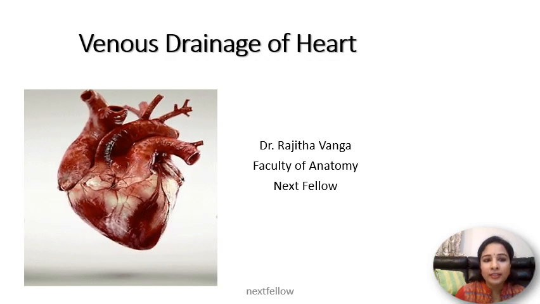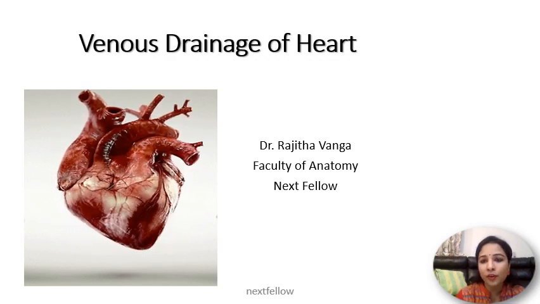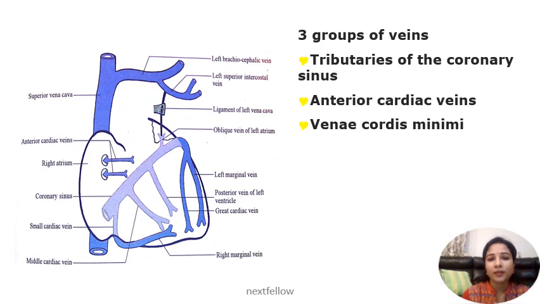Today we are going to discuss the venous drainage of the heart. So, venous drainage of the heart is mainly by three groups of veins: the tributaries of the coronary sinus, which is the major venous drainage, the anterior cardiac veins, and the venae cordis minimi.